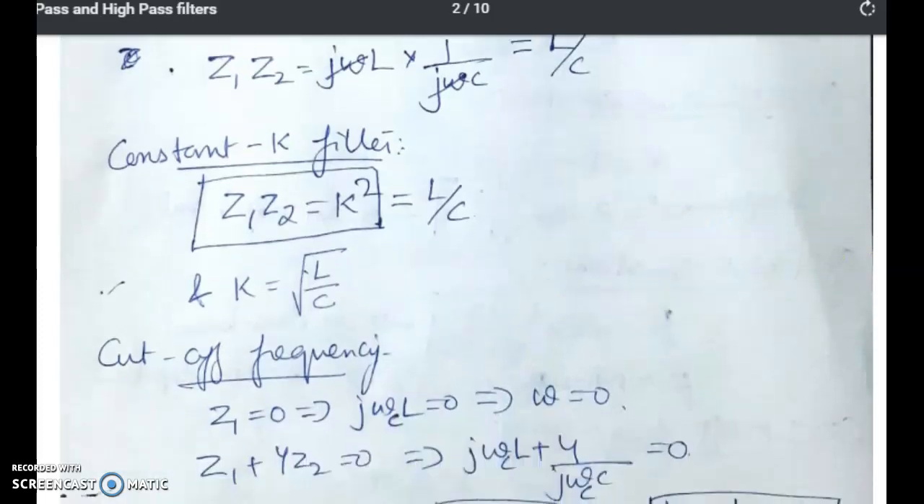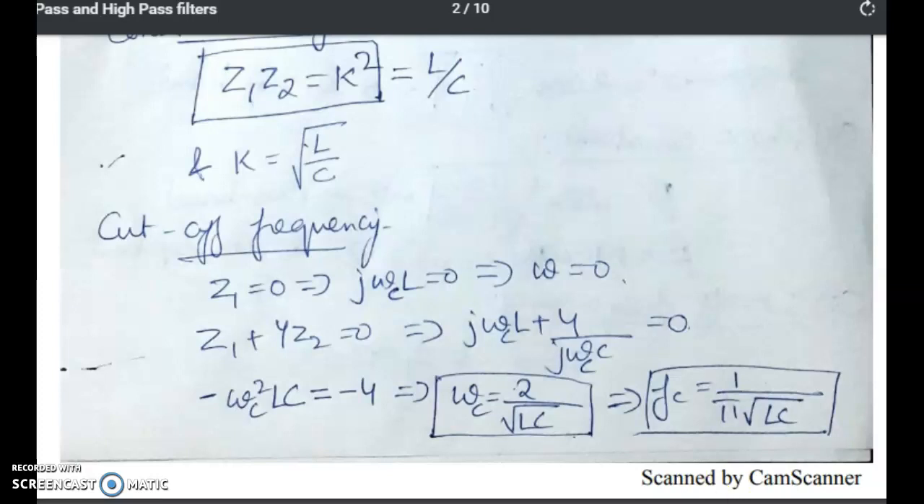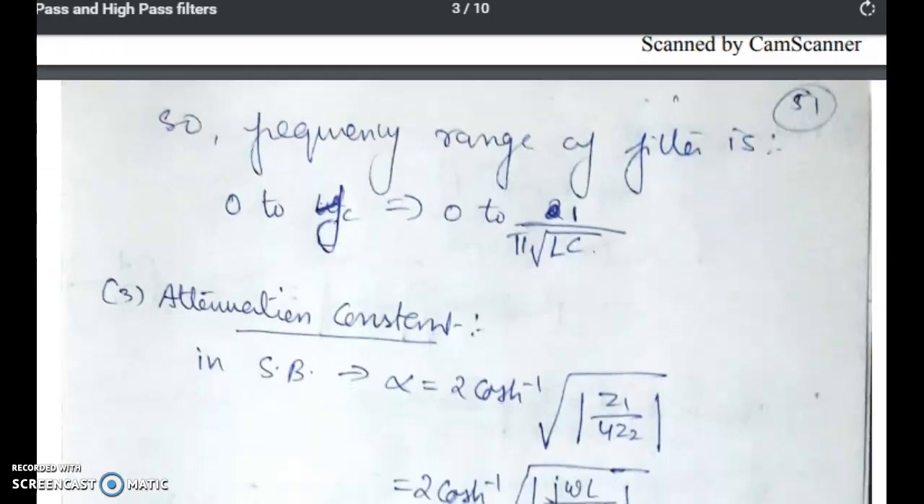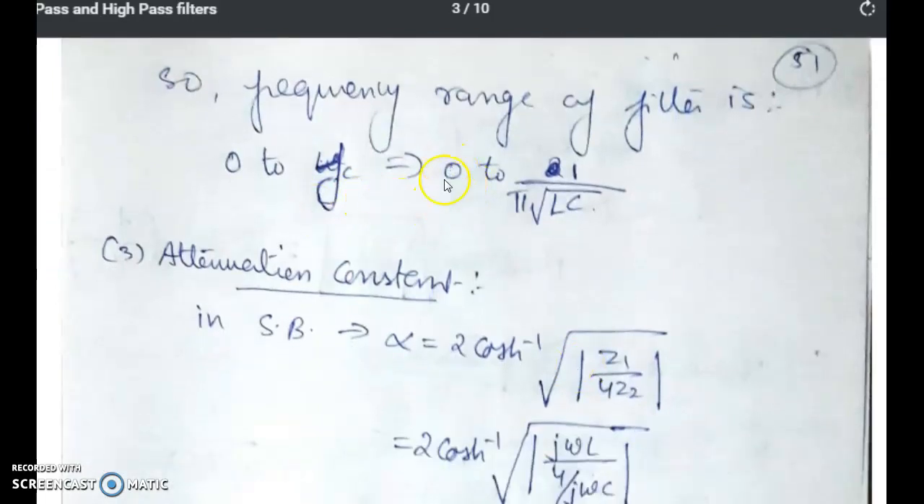When we find out the cutoff frequency, two equations are there. Z1 must be equal to 0. Because we are defining the cutoff frequency, we represent this omega with omega C. So j omega C L is equal to 0, which implies omega C is equal to 0. And Z1 plus 4 Z2 is equal to 0. That means j omega C L plus 4 upon j omega C into C is equal to 0, which implies omega C is equal to 2 upon root of LC, or frequency fC is equal to 1 upon pi root of LC. So this will define the frequency range of this low pass filter. This low pass filter will pass the signal from the frequency 0 to the cutoff frequency fC, or we can say from 0 to 1 upon pi root LC.